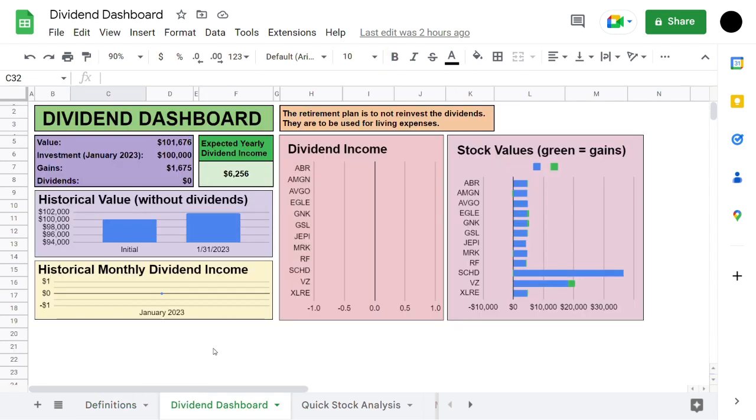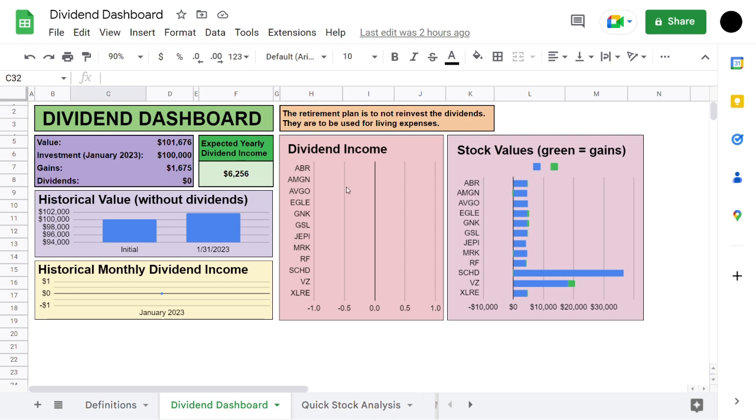This is my dividend dashboard. I just threw together some charts based on data from other sheets that I'll show you momentarily. The main thing is the expected yearly dividend income. The initial investment is $100,000, and so this looks like a little over 6%. That's what I'm expecting.